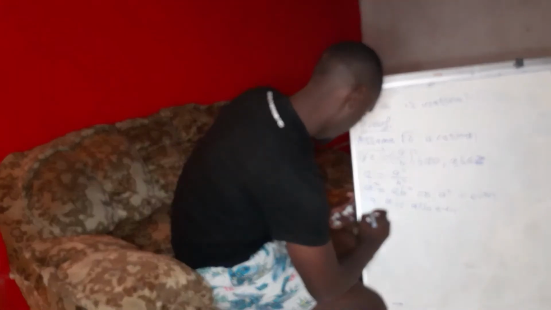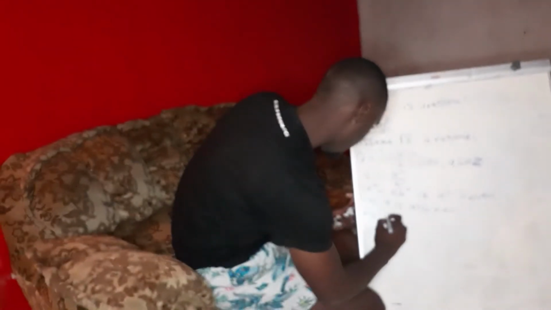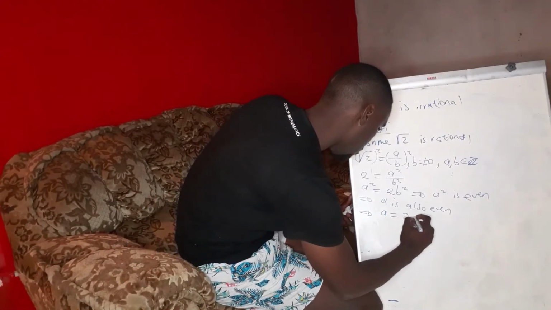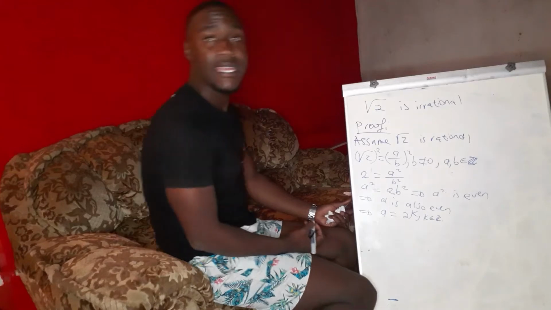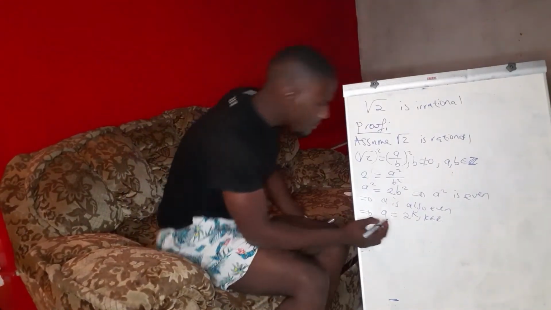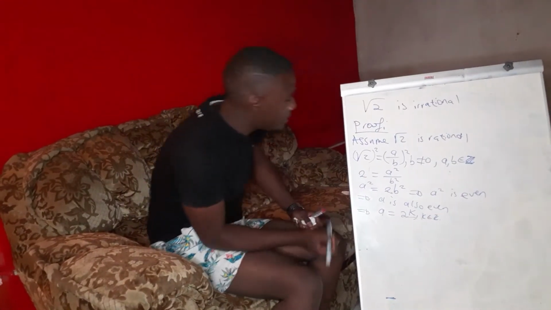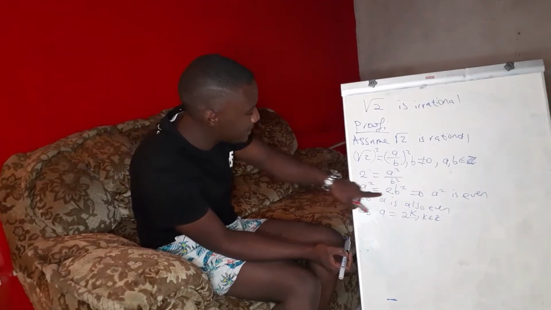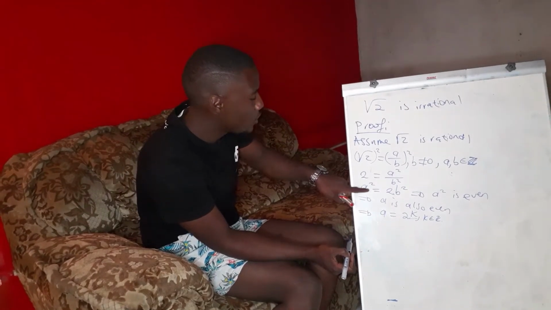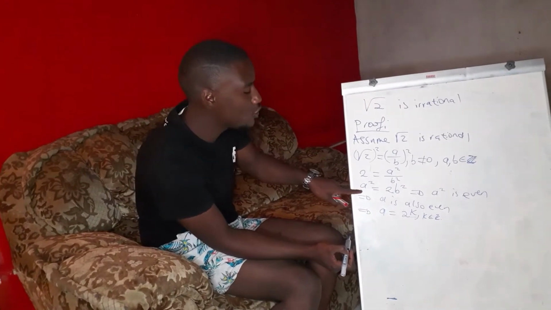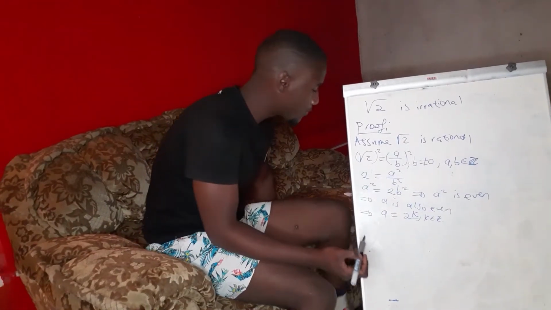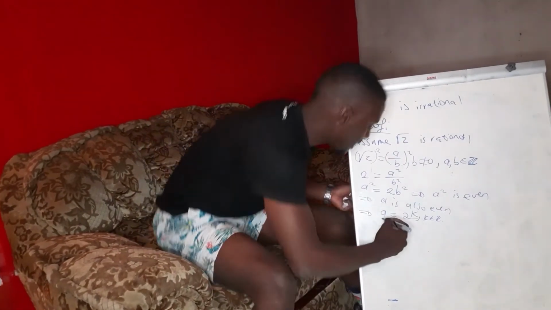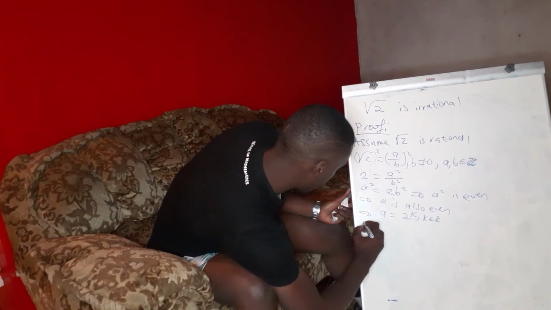So it implies that A can be represented as 2K, where K is an element of integers, right? But if we have A as 2K, we can easily substitute it here, because we already have A squared, so let us substitute our 2K into A squared and see what we'll get.